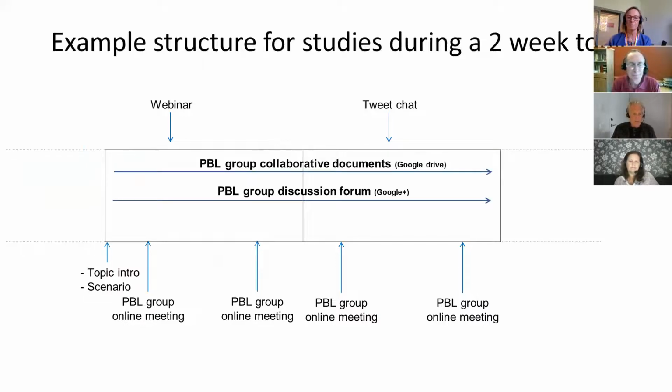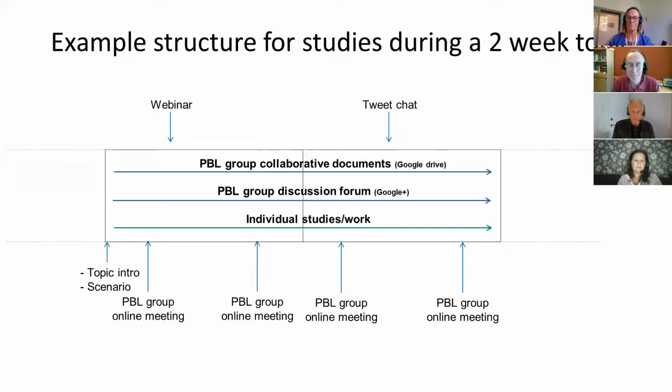And on top of the synchronous meetings online, PBL groups also work in collaborative documents in Google Drive, and have a group discussion forum in Google+. So you can see here it's both synchronous meetings, but also asynchronous work throughout the whole course. And of course, this also needs individual studies in relation to what the PBL group work looks like, what kind of questions the PBL groups come up with.